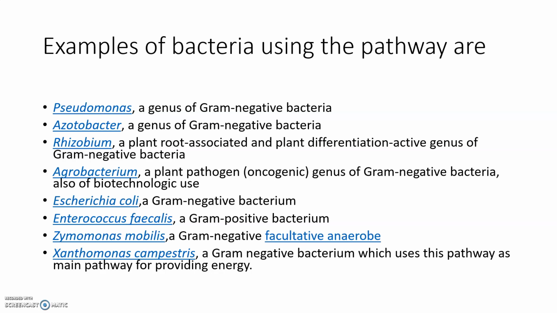Then coming is Escherichia coli, or E. coli. It is also a gram-negative bacteria. These are the organisms which utilize the ED pathway. Enterococcus faecalis, a gram-positive bacterium. Zymomonas mobilis, a gram-negative facultative anaerobe. So, it is an anaerobe. Xanthomonas campestris. It is also a gram-negative bacterium which uses this pathway as the main pathway for providing energy.